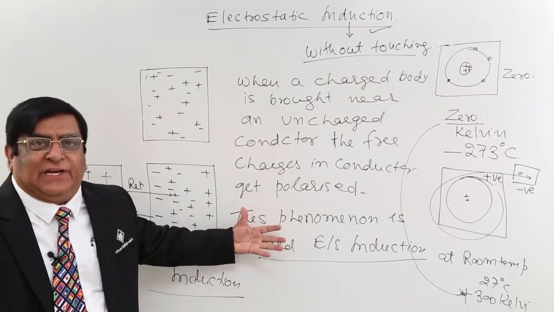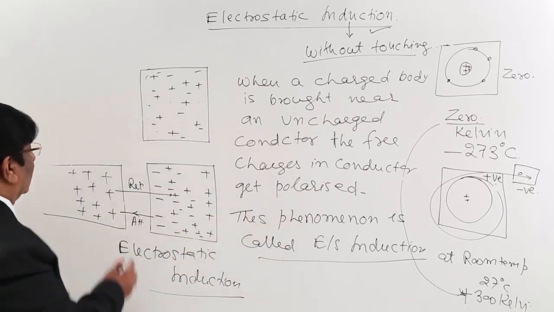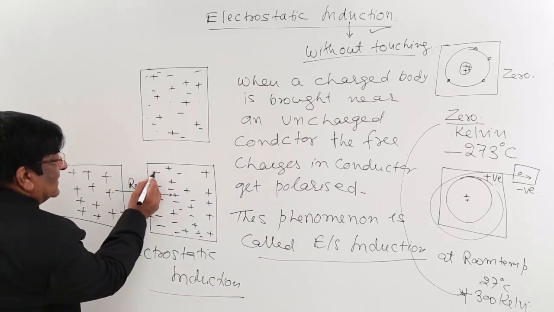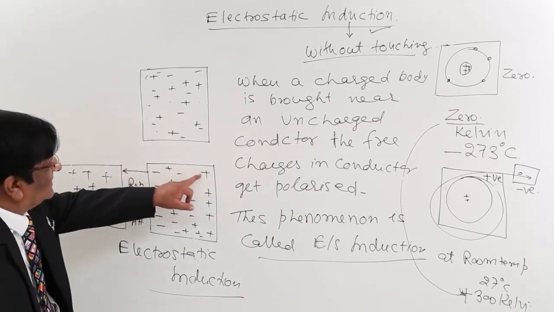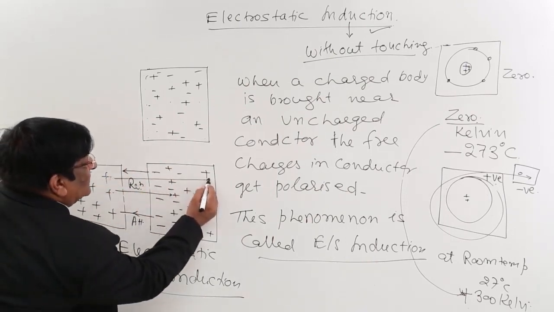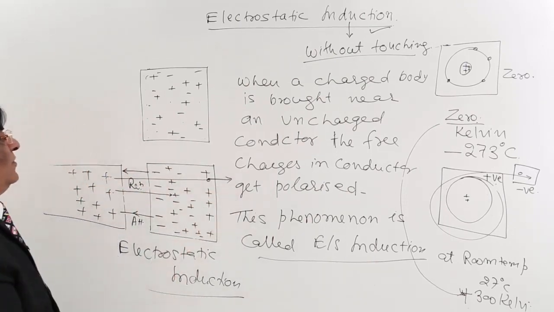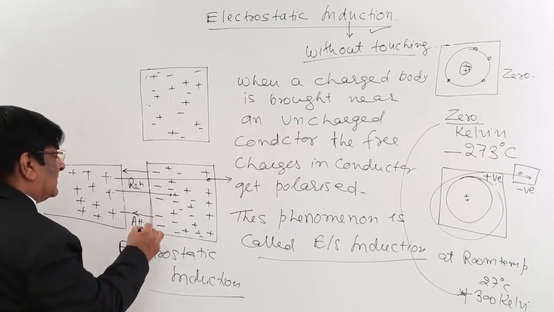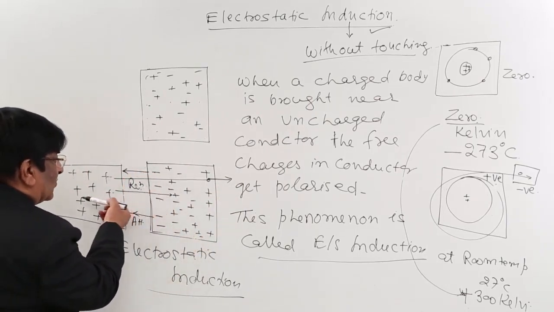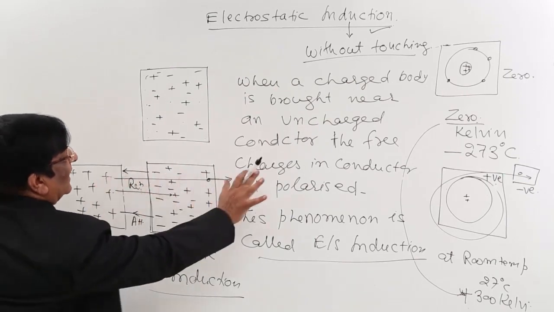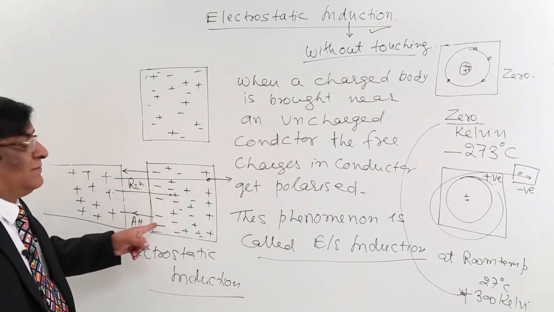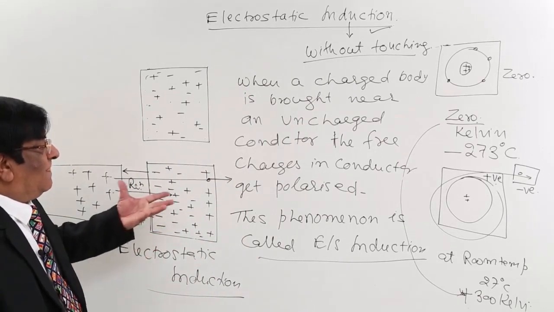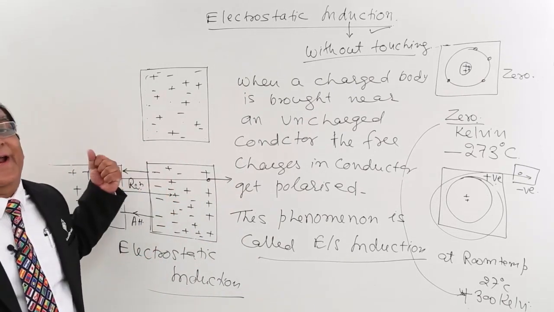What is the result of this electrostatic induction? Now you see this positive, this is negative, there is a force of attraction. This positive and this positive, there is a force of repulsion. Now, can you tell me what will happen to this body? Will it get attracted towards this or will it get repelled by it? The charges are equal. The answer is it will get attracted.